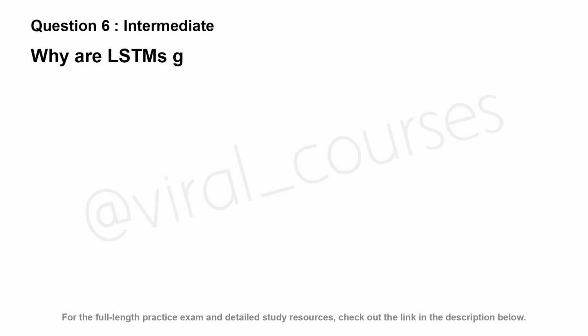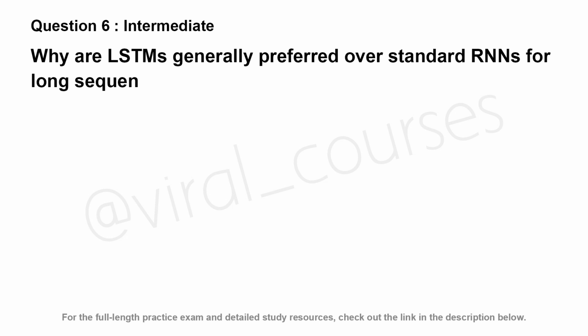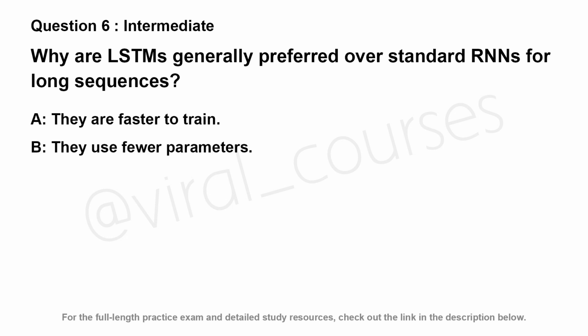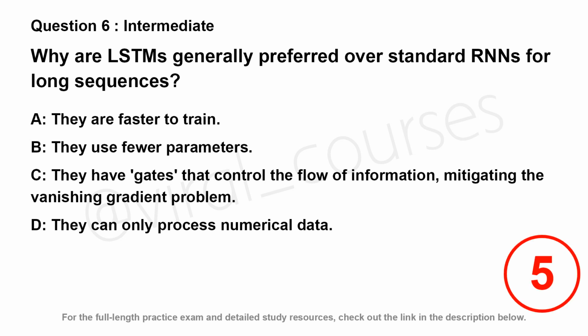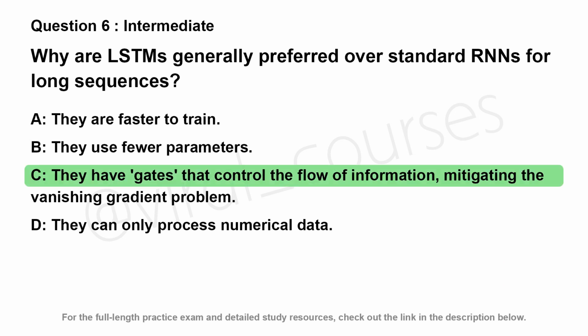Why are LSTMs generally preferred over standard RNNs for long sequences? Option A. They are faster to train. Option B. They use fewer parameters. Option C. They have gates that control the flow of information, mitigating the vanishing gradient problem. Option D. They can only process numerical data. The correct answer is C.